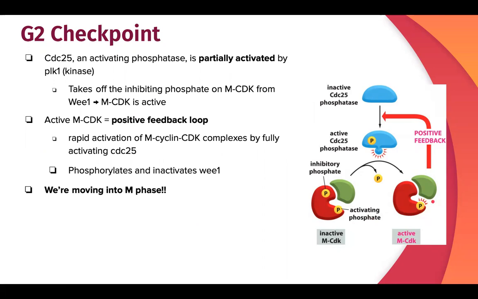However, it's not at its 100% potential yet until it goes and does the positive feedback loop. So your active mCDK is going to go back and activate more CDC25, and then that's just going to make more active M-cyclin CDK. So that's why it's a positive feedback loop, because the product of this loop is making more of the same product. Does that make sense? All right, cool.